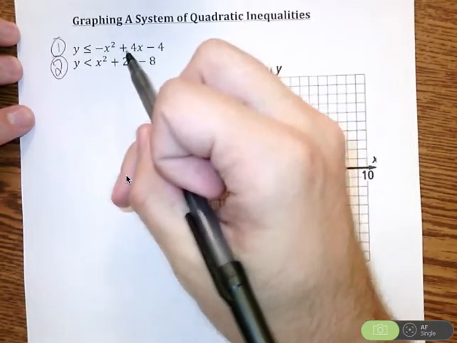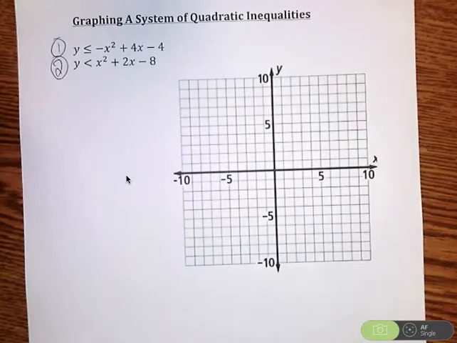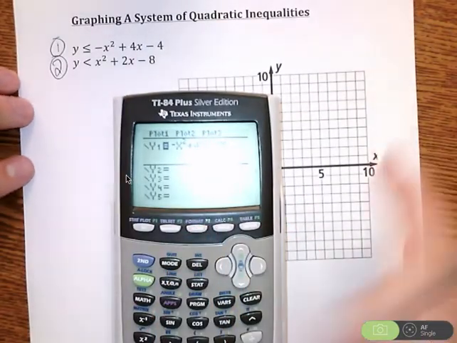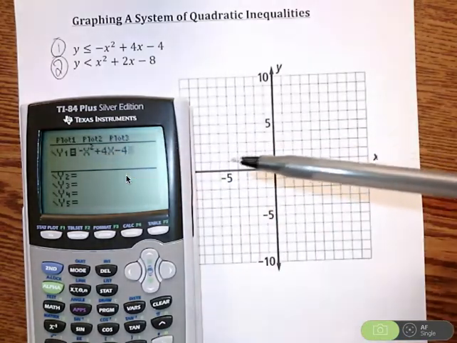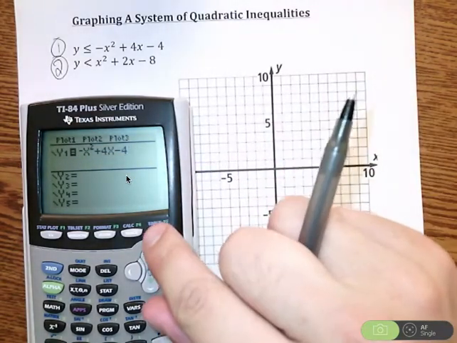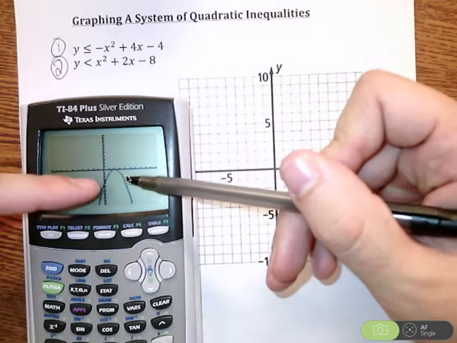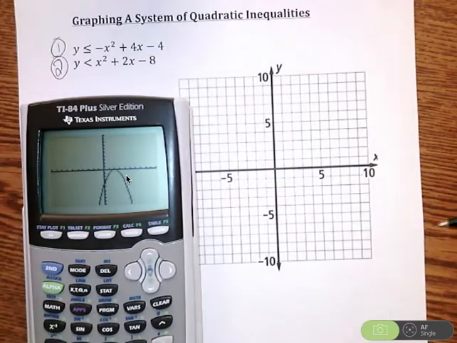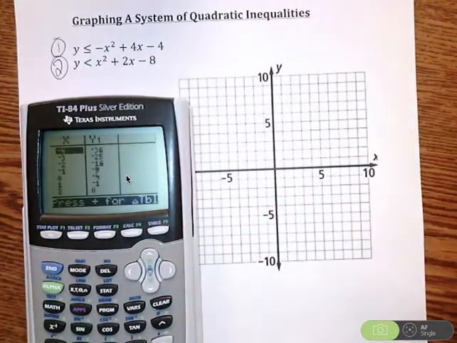So starting with the first one, I want to plug in y equals negative x squared plus 4x minus 4 into my graphing calculator. So I did that by going to y equals, plugging it all in. I'm going to hit graph, and my graph will show up. Now the next step is to transfer all of these data points to my paper. I'm going to do that by looking at the second table.